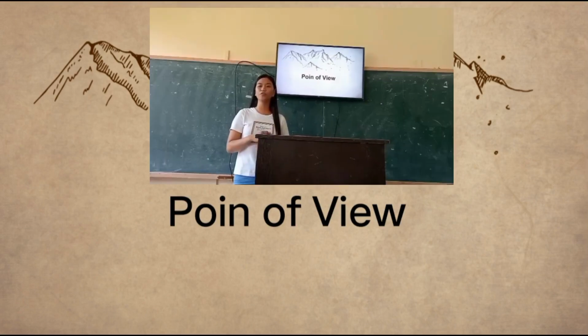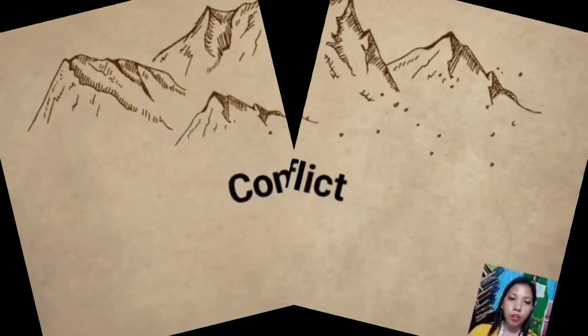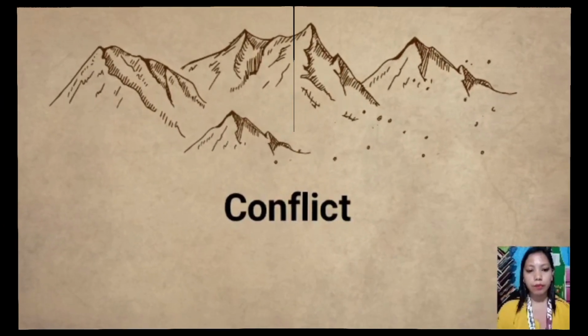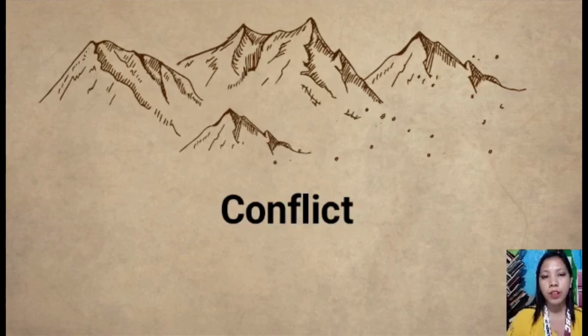We are now on the point of view of the story. Gulliver's Travels is a first-person narrative told from the point of view of Lemuel Gulliver. Let's move on to the conflict of the story. We all know that there are two types of conflict, the internal conflict and the external conflict. But first, we are going to tackle the internal conflict which the protagonist, the main character, experienced during his travel, during his voyage.